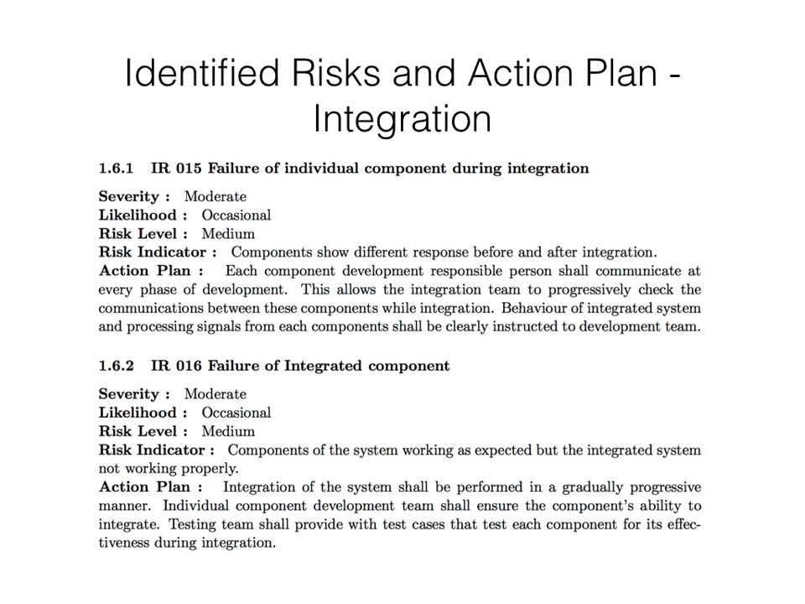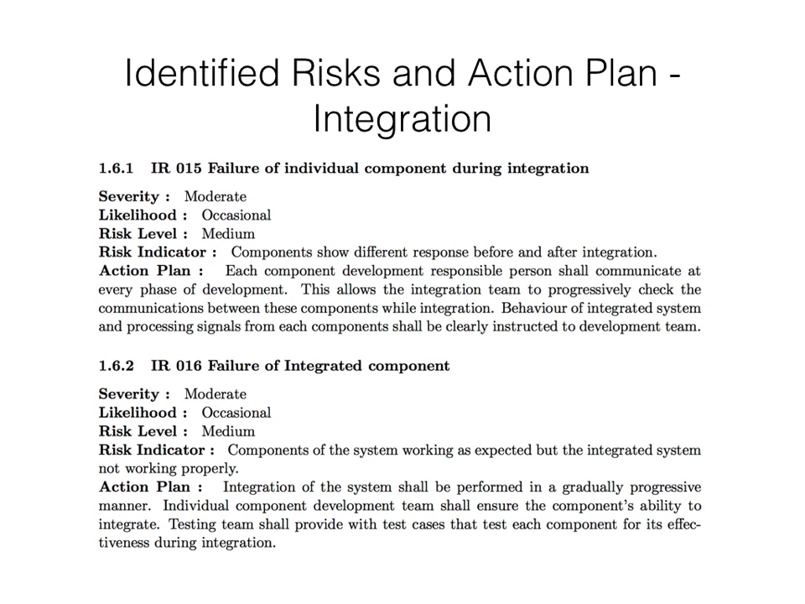How to avoid this risk from happening is that each component development team or the responsible person must communicate with the other component development team in every phase of development. This allows the integration team to ensure the communication between the components is gradually tested, and this will allow a smooth integration procedure. And the integration team must be aware of the signal processing from each component and how the components interact with each other.